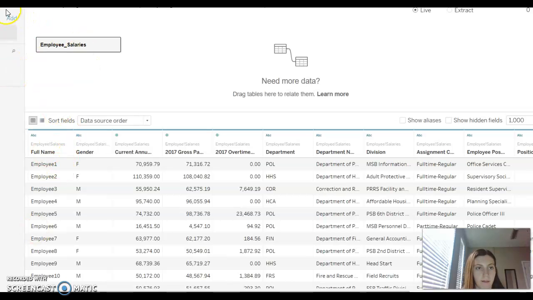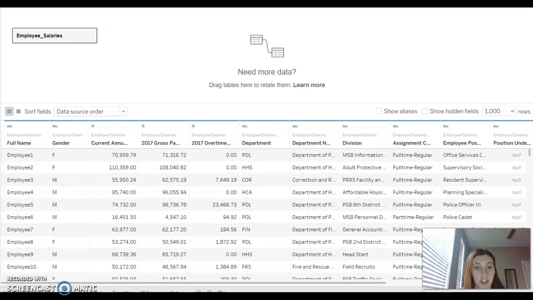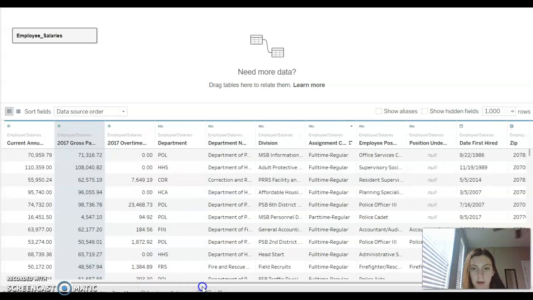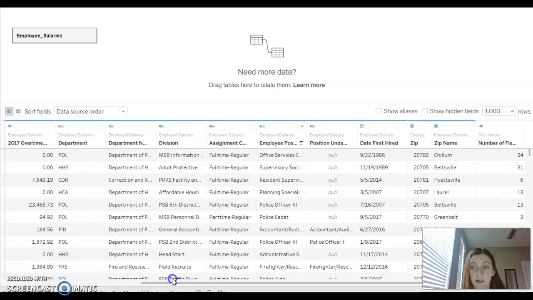Over here we have the names, the gender, the current annual pay, the 2017 gross pay, overtime hours, the department they're in, the department name, the division, whether they are full-time or part-time, the position, who they're under. We also have the date they're hired, the zip code, the zip name, and the number of fields in total. So there are 55 fields in this entire data set.